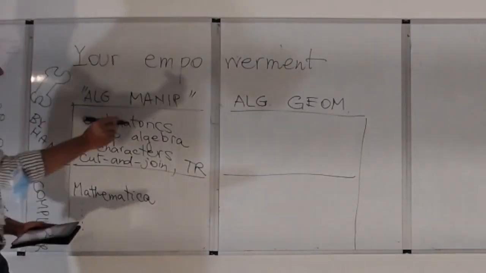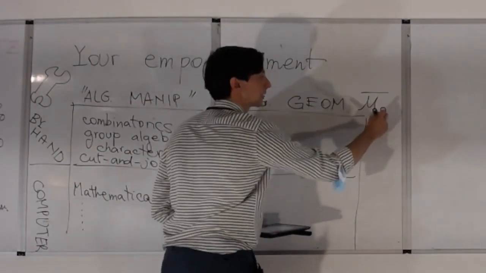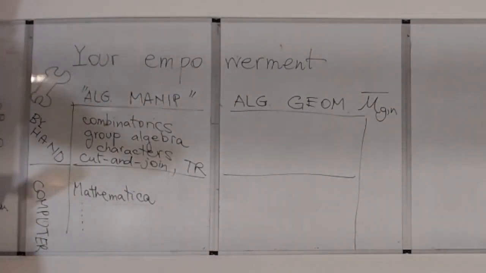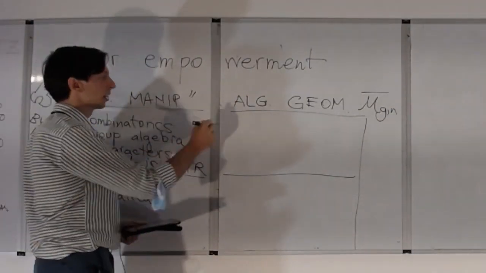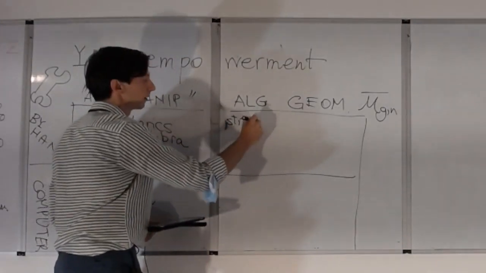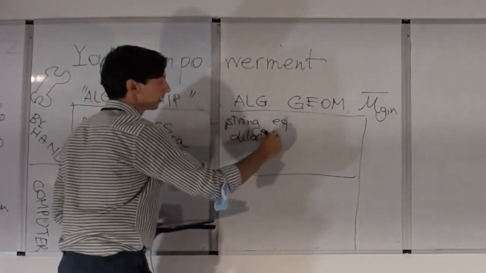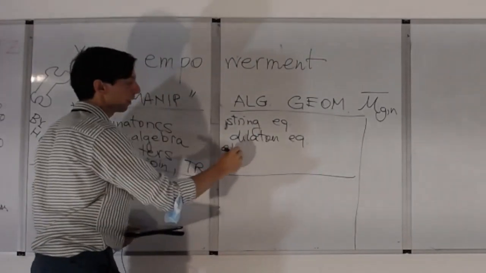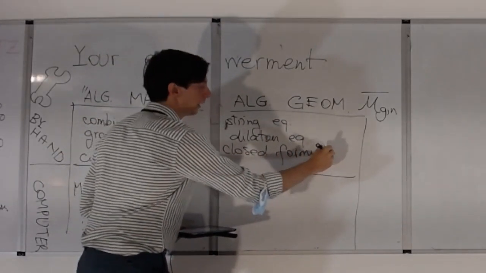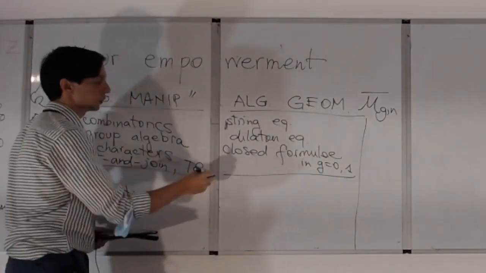And then from the algebraic geometry point of view, for Hurwitz numbers, it means always the moduli space of curves. And here you have several things, like the string equation, the dilaton equation, some closed formulas in genus 0 and 1, and you have other things.